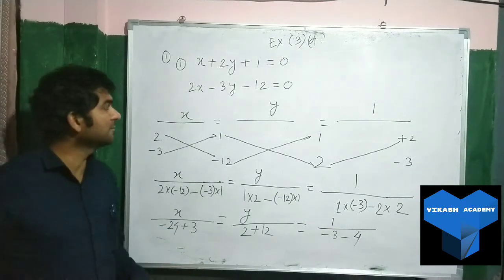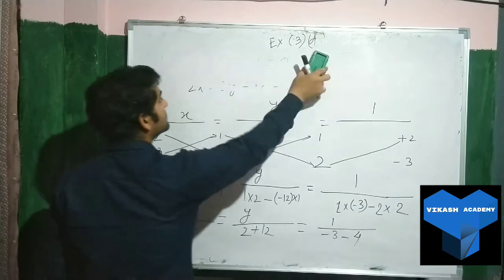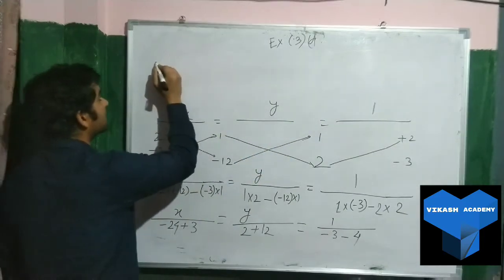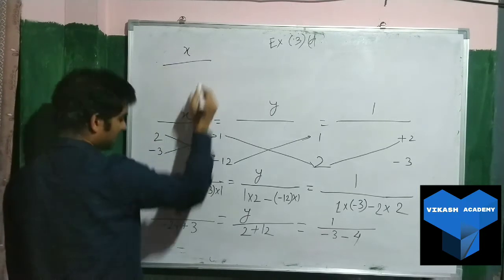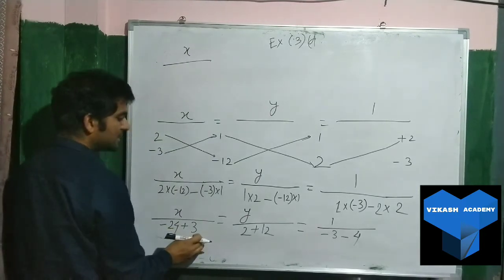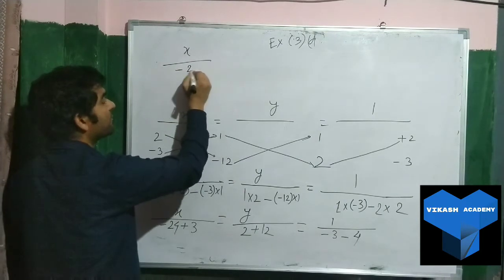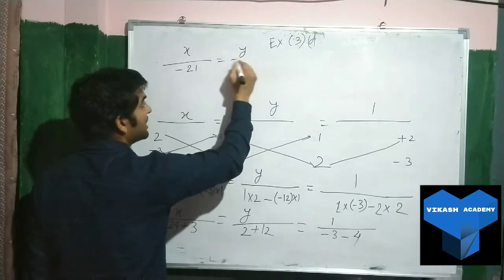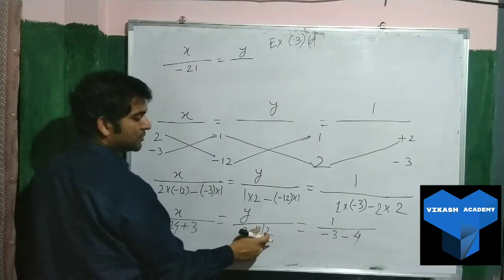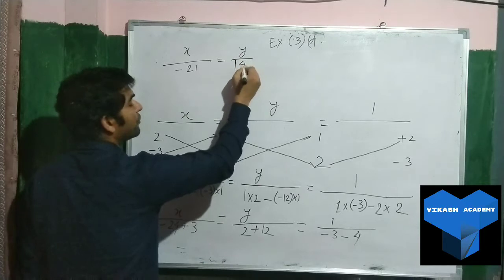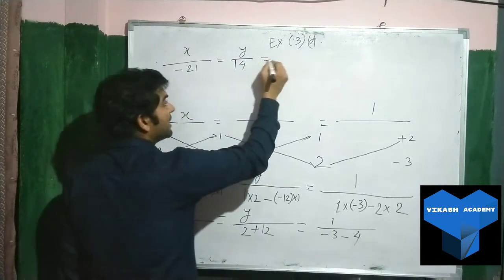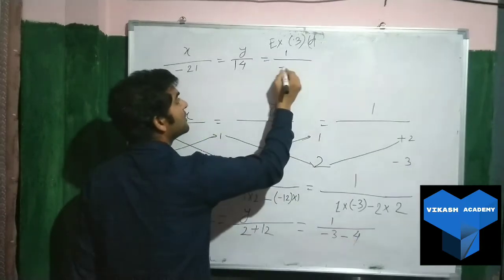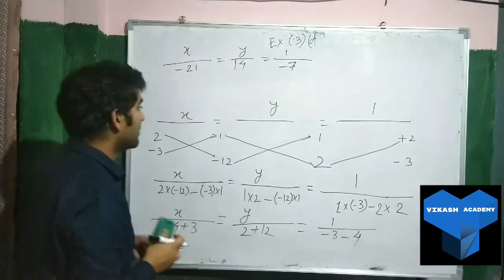Next step, what you will be writing? x will be x by, minus 24 plus 3, it will be minus 21. Yes or no? Equal to y will be y, and what we are getting here? Plus 12 plus 2, we are getting 14. Equal to 1 will be 1 by minus 3 minus 4, it will be minus 7.